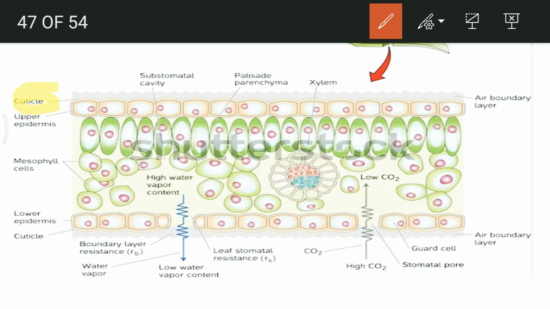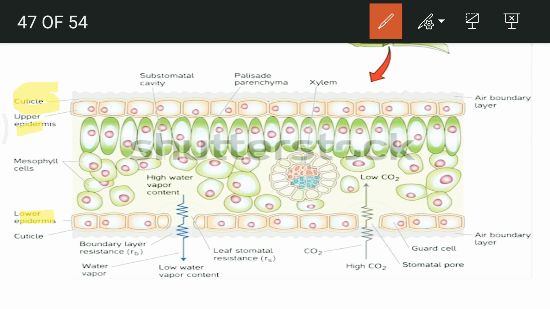Because of the presence of the waxy coating, the transpiration rate is lowered, and even the solar radiation which could harm the leaf is also quite less. Second layer is the upper epidermis. This is the first layer, and this layer is protective in nature. Similar is the condition for the lower epidermis. It is also protective in nature, but other than that, it has the presence of stomata.